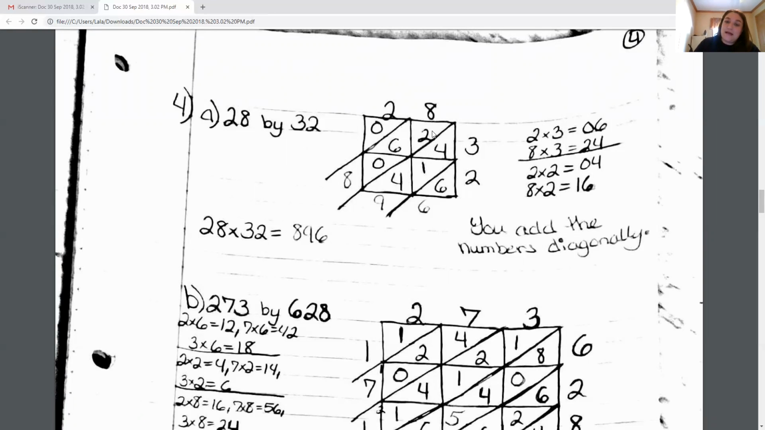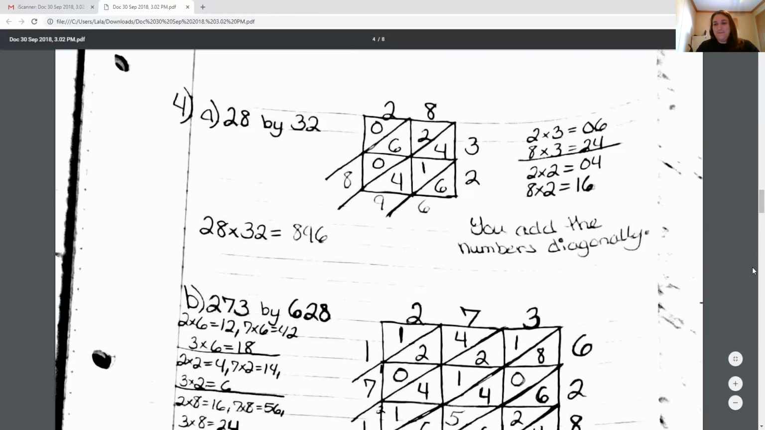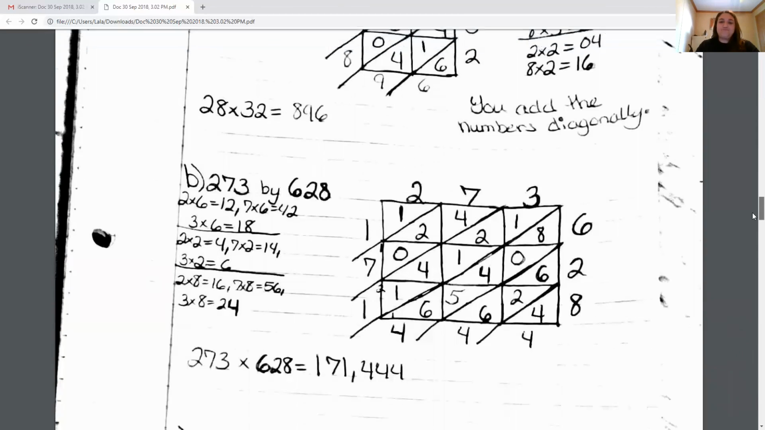Then we come up here to this diagonal. We got 2, 6, and 0. So 2 plus 6 is 8, plus 0 is 8. And there's 0, which we don't add to anything, so we just leave it blank. That gives us the answer of 896. So 28 times 32 is 896. I know, right? So much fun. We'll do one more of these and then we'll move on to the next problem.